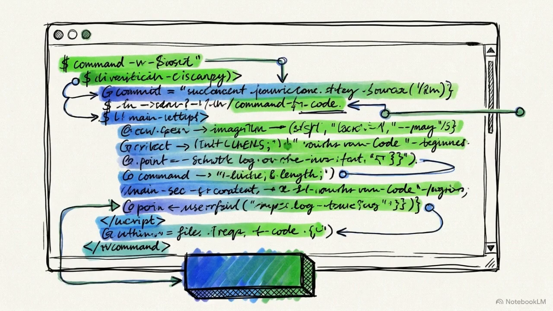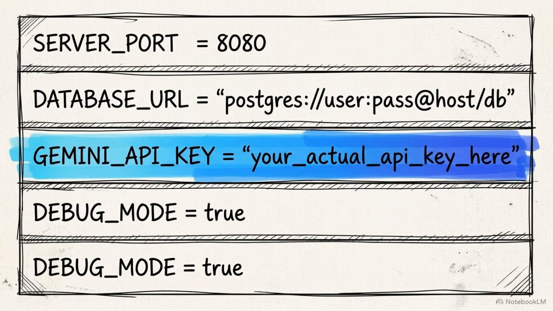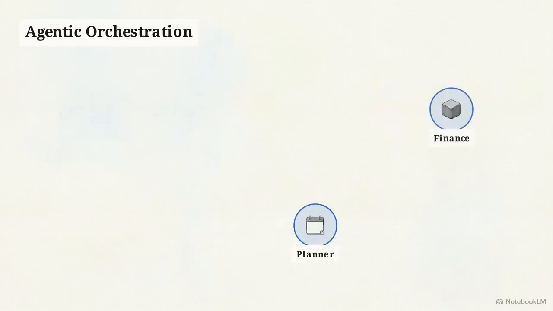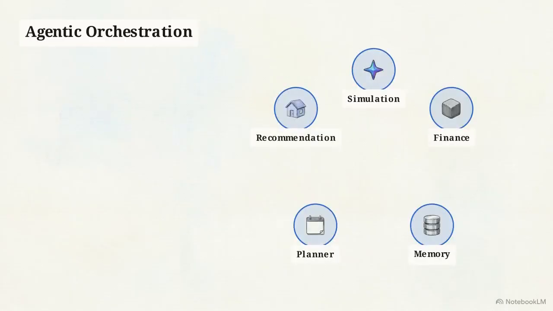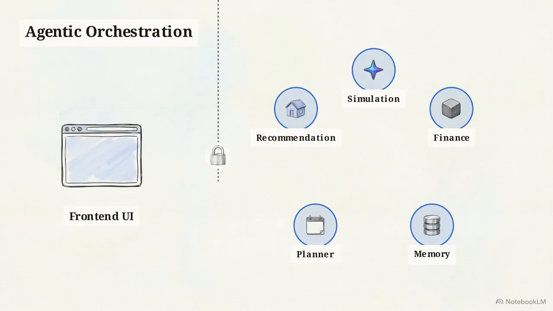Shift to your local terminal to clone the backend repository. You will need to insert your Gemini API keys into the configuration file to initialize the reasoning engine. 5 specialized agents, planner, finance, simulation, memory, and recommendation, power the backend. They never interact with the front end directly.